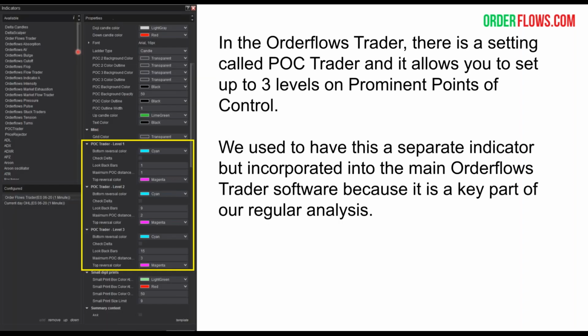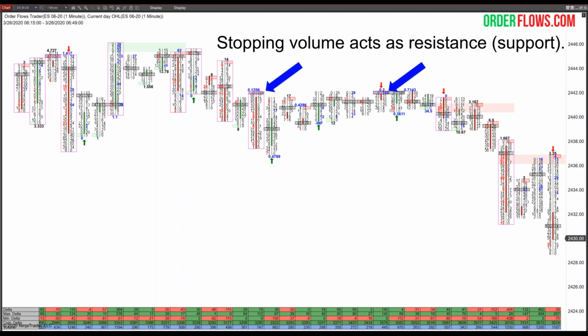Now, in the software, there's a setting called POC Trader, and it allows you to set up to 3 levels of prominent points of control. I used to have this as a separate tool, but I incorporated it into the main Order Flow Trader because it became such a regular part of my analysis. In the past, I would just eyeball it and say, yeah, I think that one's a stopping volume. But the computer can do the work for me and will highlight the areas where there's stopping volume in the market. As you can see, it will color it magenta for resistance, or cyan, which is like a light blue, for support.